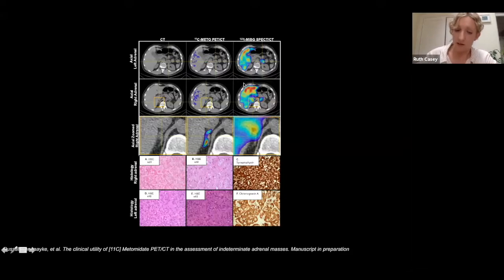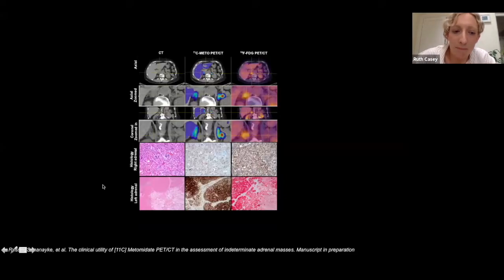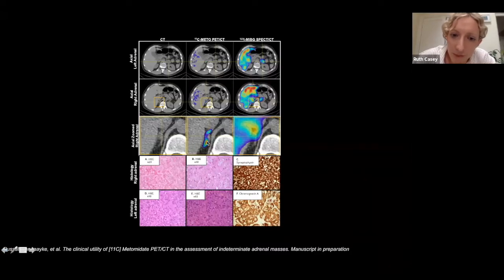we would have expected because we thought this was a pheochromocytoma. And if you can see probably best, on this image here, this is the right-sided nodule. This was also cold on 11C metomidate, suggesting that this was not adrenocortical, that this was most likely either a medullary tumor or a non-adrenocortical tumor.